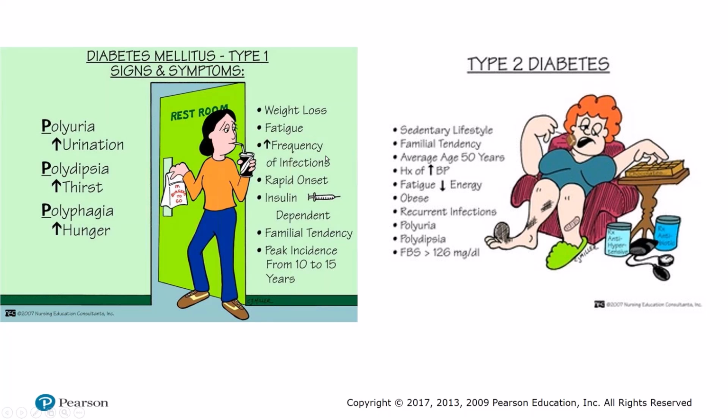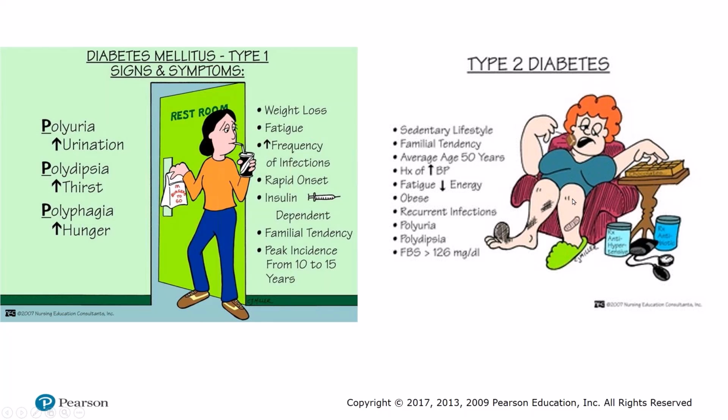Type 1s are always fatigued, with increased frequency of infections and rapid onset. Typically, we're usually insulin dependent. There's usually a genetic incidence, and we'll see a peak incidence from 10 to 15 years old. Individuals that have been diagnosed early on are typically known as juvenile diabetics, but as you get older, it usually becomes insulin dependent diabetes, type 1. Type 2, on the other hand, is typically adult onset. We tend to be obese.